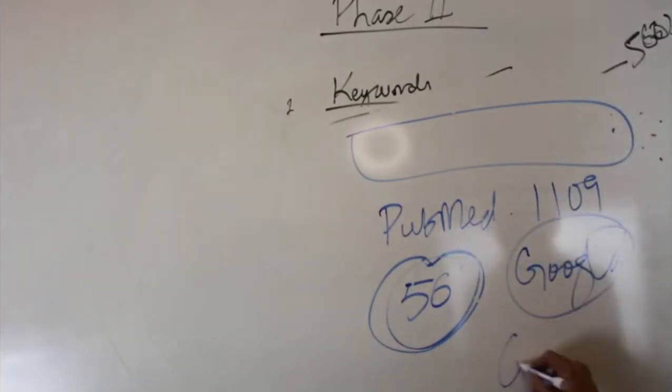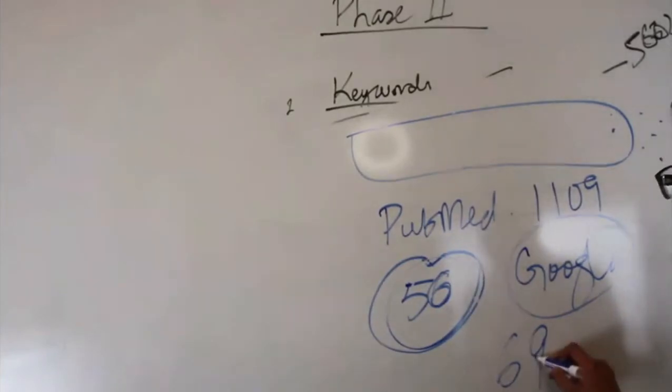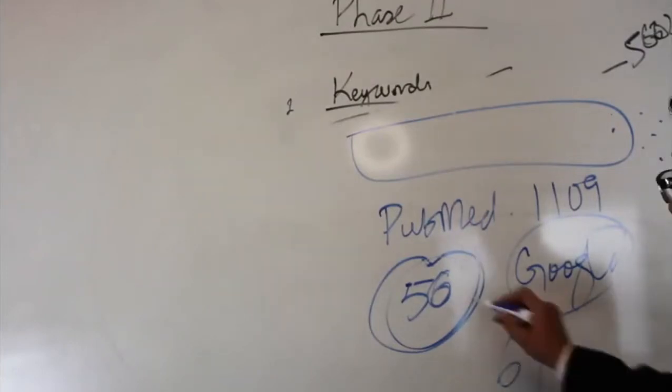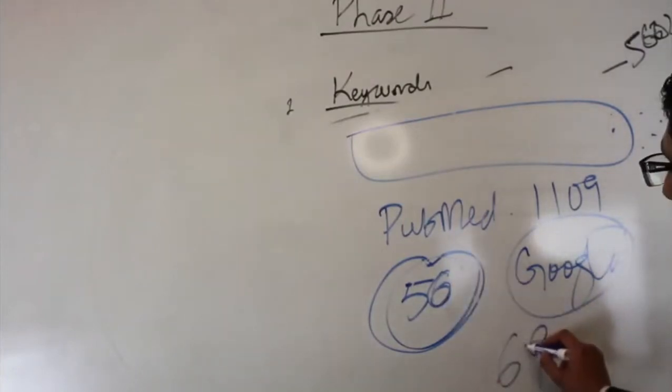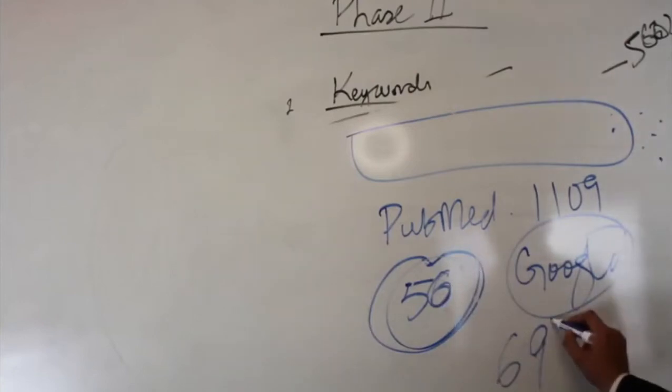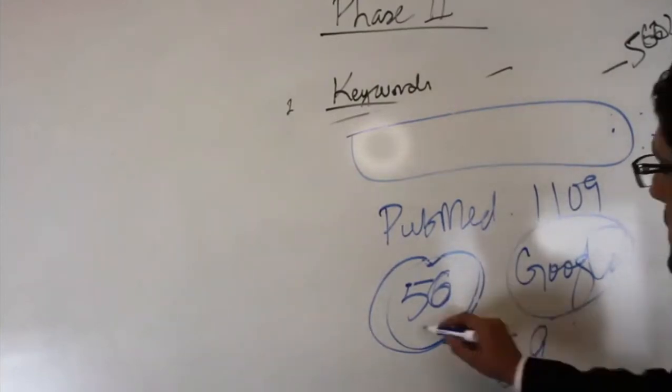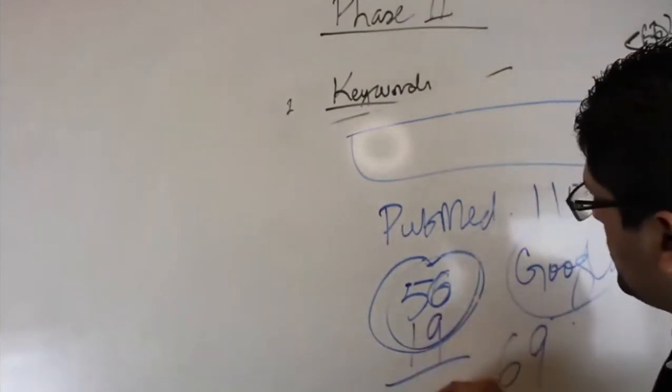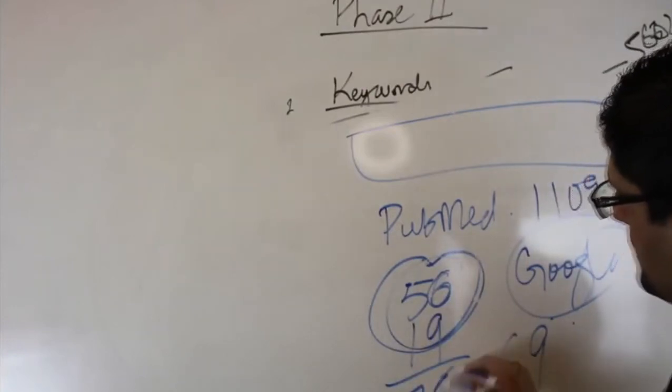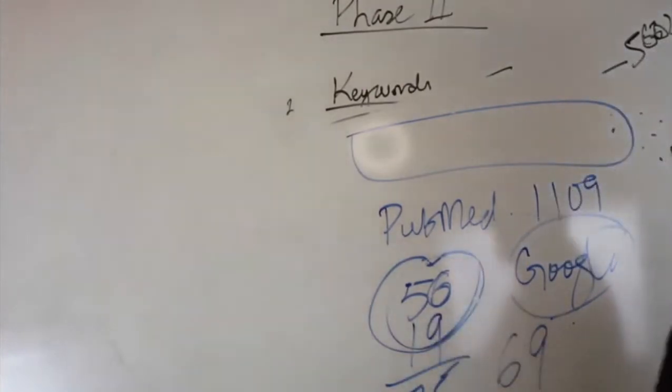And you found 69 papers, but don't you think many will be repetition? So you will just keep those that are new, that are not there. So let's say 19 are only new. Everything else is repeat. So total, it should be somewhere like 75 papers, right? But how do you delete duplicates?